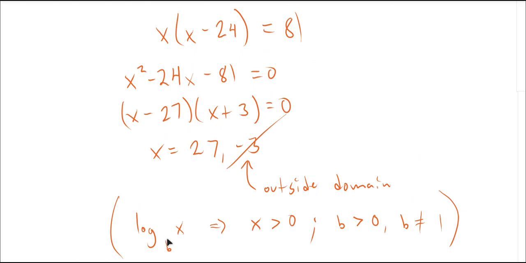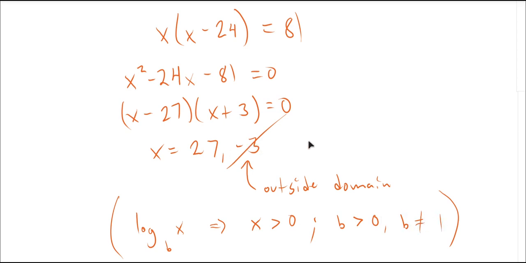What do we mean by that? Well, if we're talking about the log in some base of x, we're implicitly talking about x's that are greater than 0. That's our domain restriction for logs. And that b, the base, is going to be some positive number which is not 1.